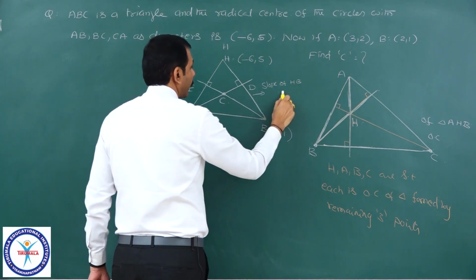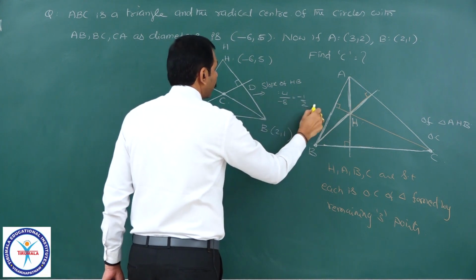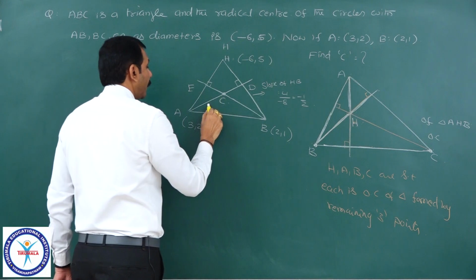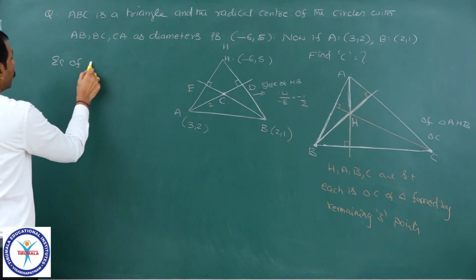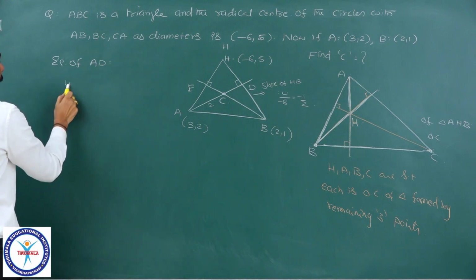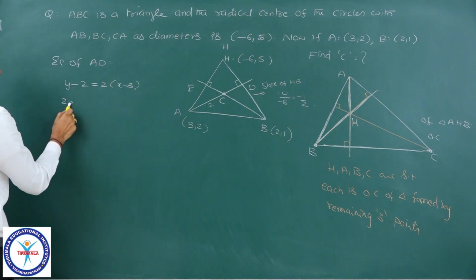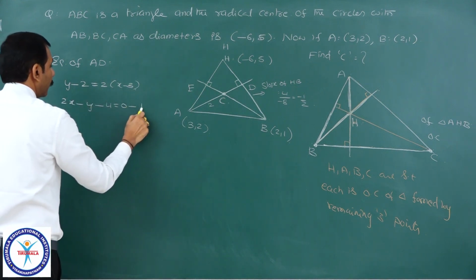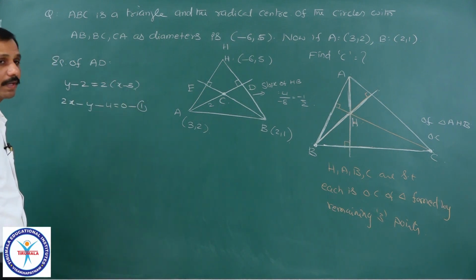It will become 5 minus 1, that is 4, by minus 6 minus 2, that is minus 8. It is equal to minus 1 by 2. Therefore, the slope of AD will become 2. Therefore, I will write the equation of AD first. Equation of AD: y minus 2 is equal to 2 into x minus 3, or 2x minus y minus 4 equal to 0. Equation 1.